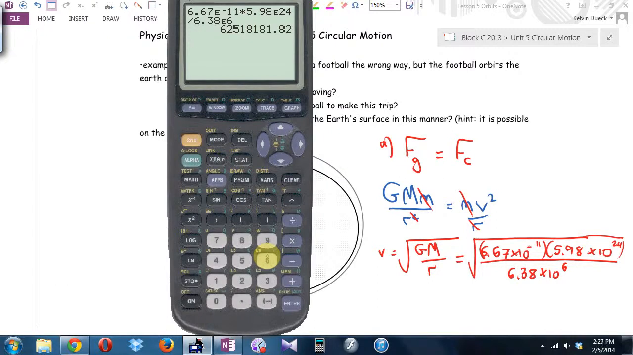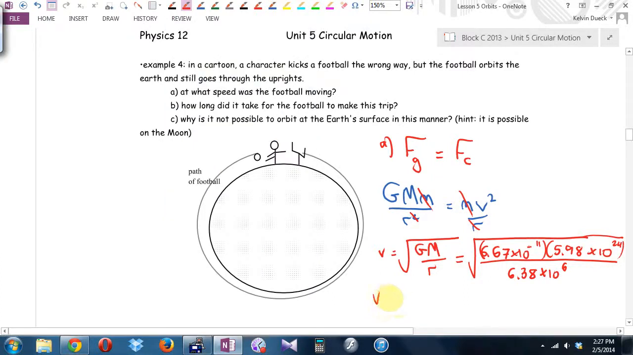Did I type this in right? Oh, thank you. I forgot to square root. Good gosh. The video said 8,000 meters. Is that 8 kilometers a second? Pretty close. They rounded off. Okay. 7.91 times 10 to the third.